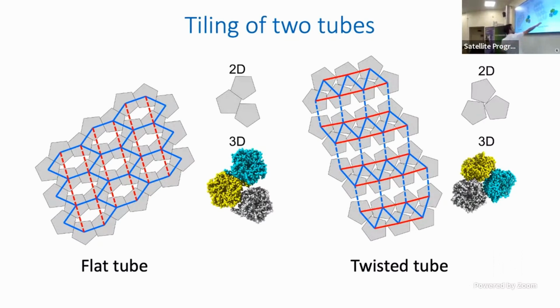Now for the twisted tube, what you do is remove this interaction and replace it with this interaction. So that tiling, you rotate it, you lose this interaction and you replace it with this interaction. So then that gives you the twisted tube. So that is how you could shift from one tiling to the other tiling.